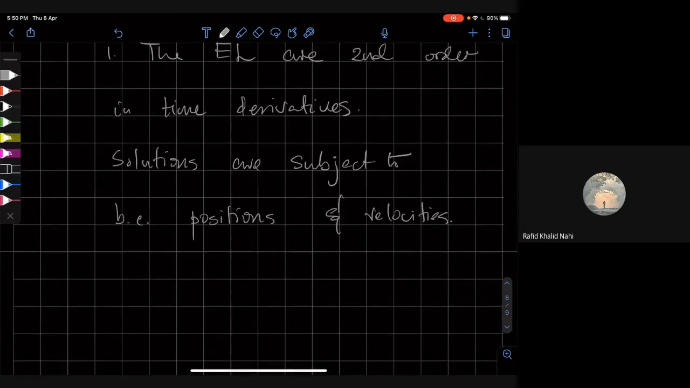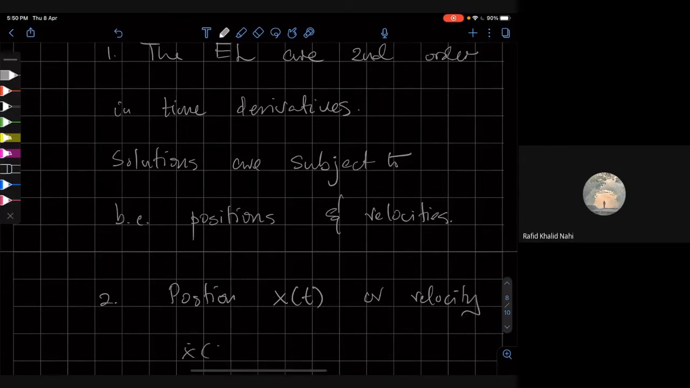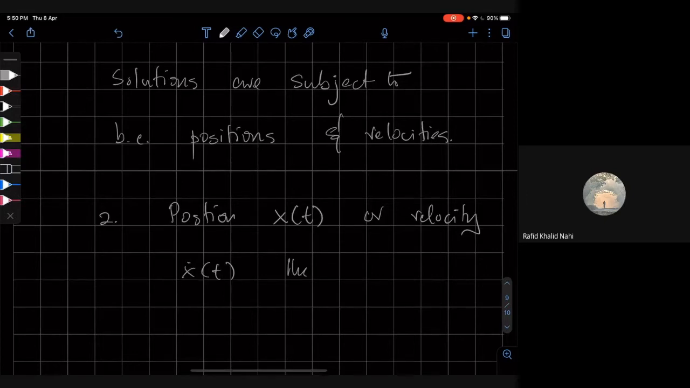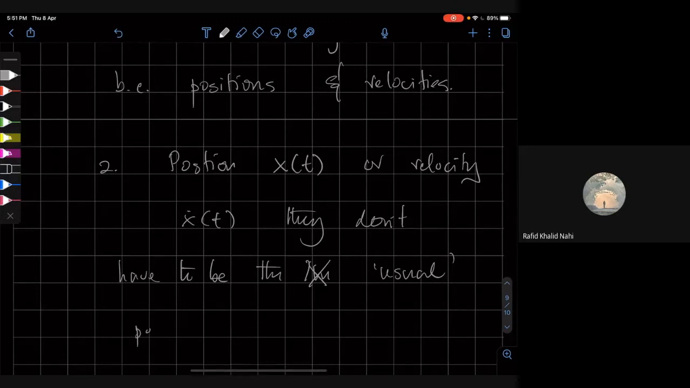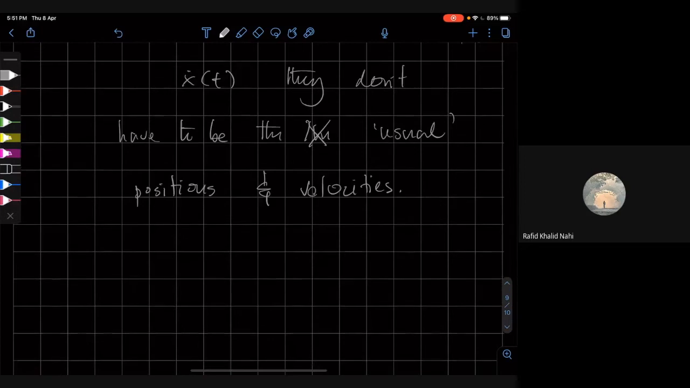The other thing is that for more general systems, the position x of t, or the velocity x dot of t, don't have to be the usual, within quotations, usual positions and velocities, okay? They can be more generalized things.